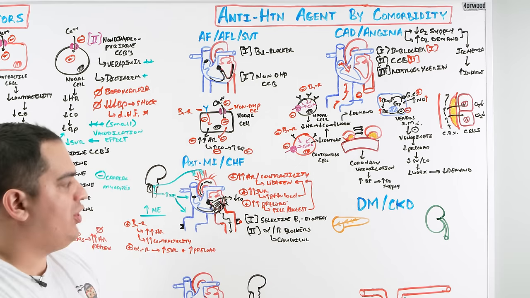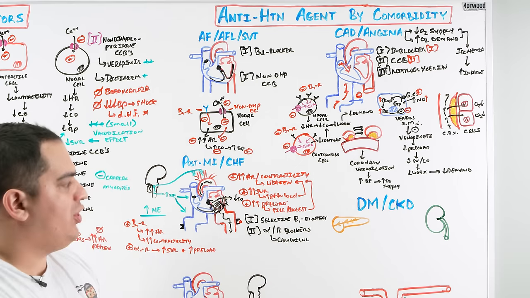The same thing, if I gave a drug that blocked angiotensin II from binding onto all of these receptors, I would get the same effect. So ACE inhibitors and ARBs would have what potential benefit here? They're really good in patients who have CHF and post-MI because both of them would reduce preload and they would also reduce afterload, which helps to prevent weakening of the heart.